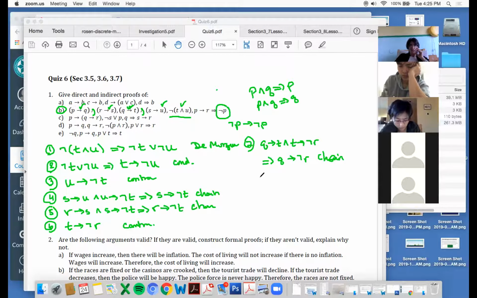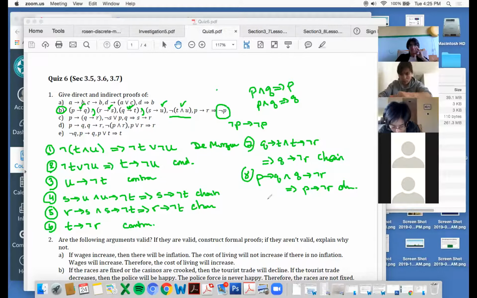it ends in Q. Okay, so number 8 is going to be P then Q, and Q then not R. This is going to give me P then not R. So that's the chain rule. Okay, I'm almost there. This is the only one I haven't used yet.